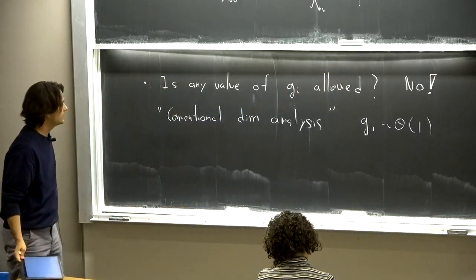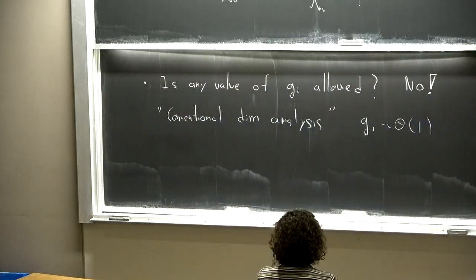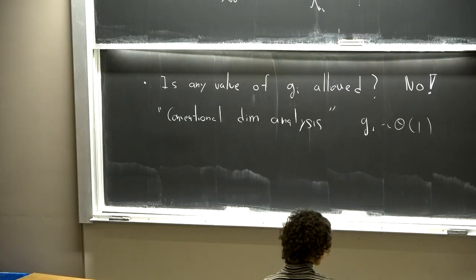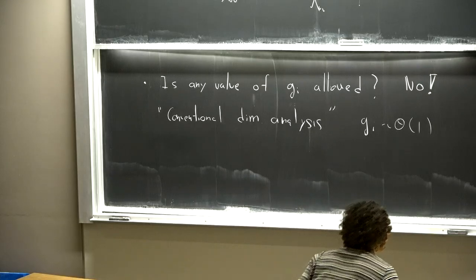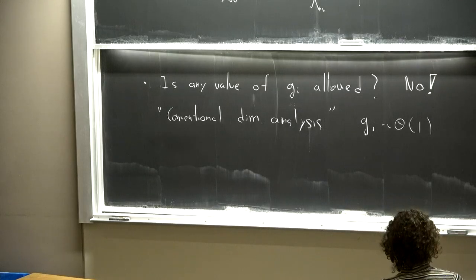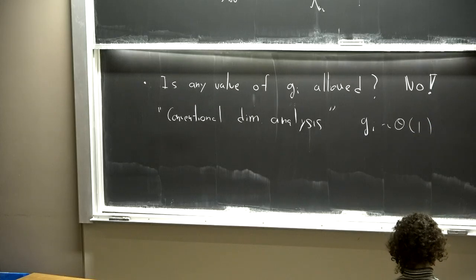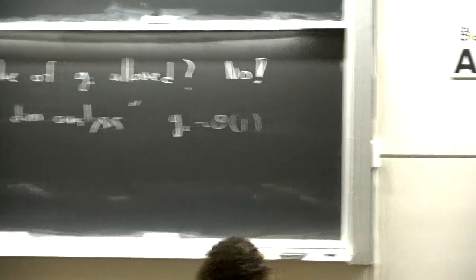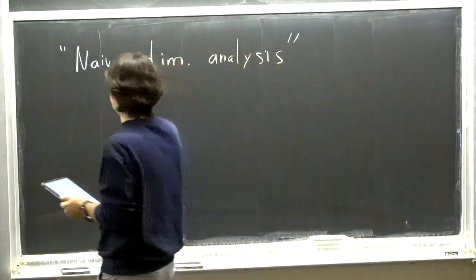There's a more refined version of this. Actually, this more refined version is called naive dimensional analysis. Which I always found a bit weird, because if this is naive dimensional analysis, the other should be called super naive dimensional analysis, because this is a bit more precise. But never mind the name. So what's the statement here?